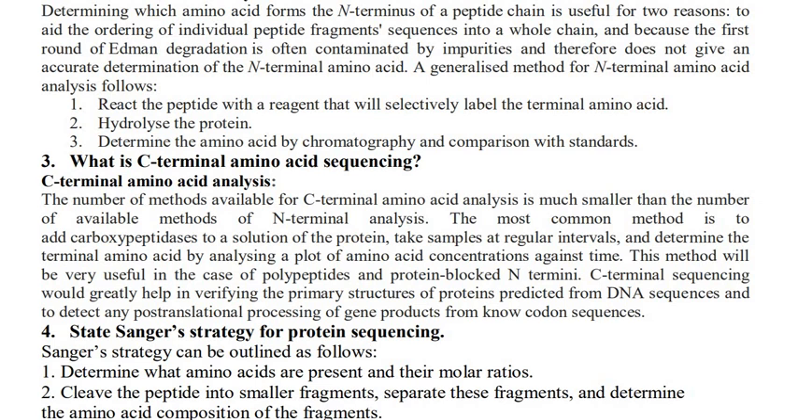C-terminal amino acid analysis. The number of methods available for C-terminal amino acid analysis is much smaller than the number of available methods of N-terminal analysis. The most common method is to add carboxypeptidases to a solution of the protein, take samples at regular intervals, and determine the terminal amino acid by analyzing a plot of amino acid concentration against time.